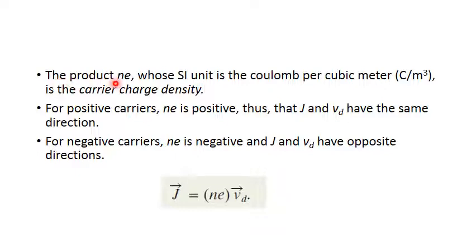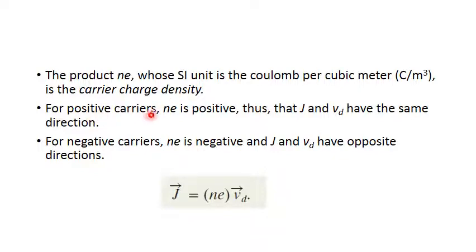The product N multiplied by e: N is the number of carriers per unit volume, so it is 1 over meter cubed, and e is the charge of one carrier, so it is coulomb. So the product Ne with SI unit is coulomb per cubic meter, C over meter cubed. It is the carrier charge density.